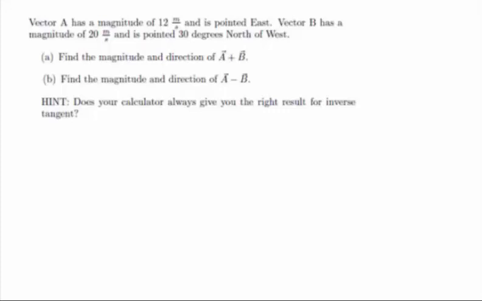Vector A has a magnitude of 12 meters per second and is pointed east. Vector B has a magnitude of 20 meters per second and is pointed 30 degrees north of west. Part A, find the magnitude and direction of the sum A plus B, and part B, find the magnitude and direction of the difference A minus B.